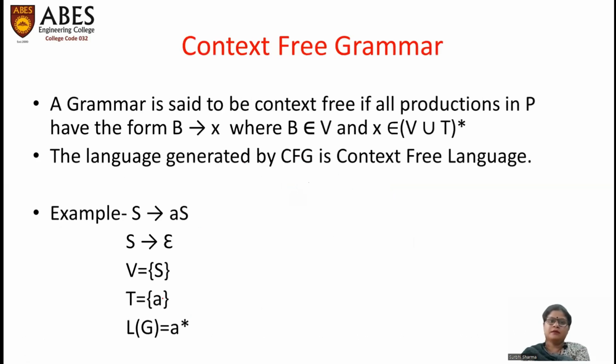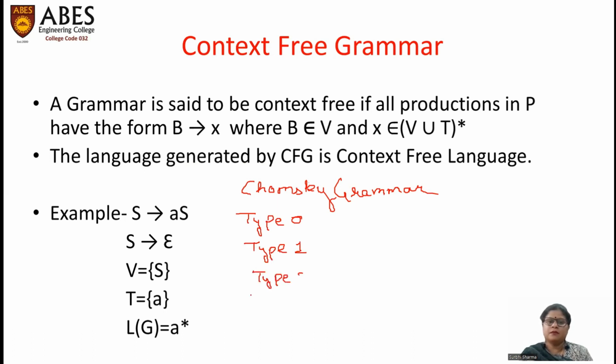Now what is context-free grammar? As per the Chomsky hierarchy, we have four categories of grammar, right? What are the four categories? Type 0, type 1, type 2, and type 3. Now, context-free grammar comes under the type 2 category.